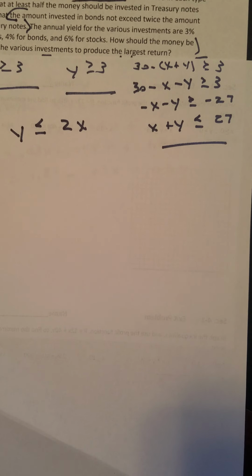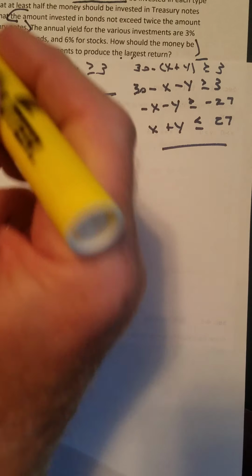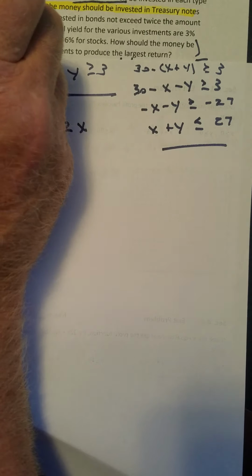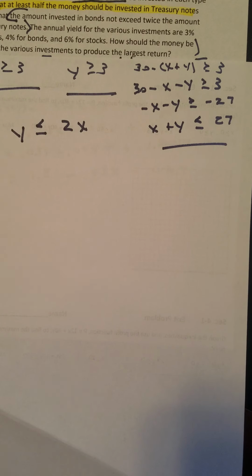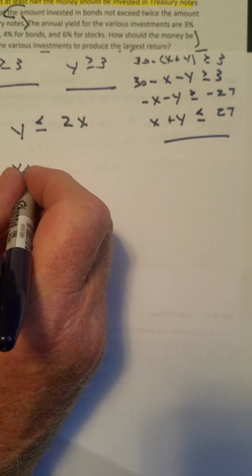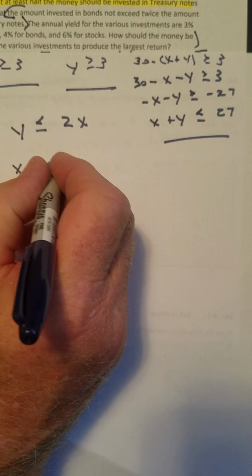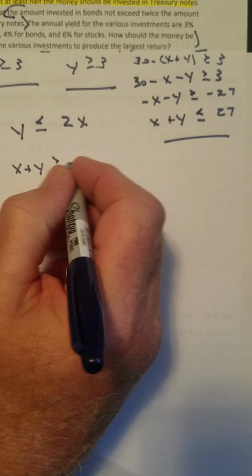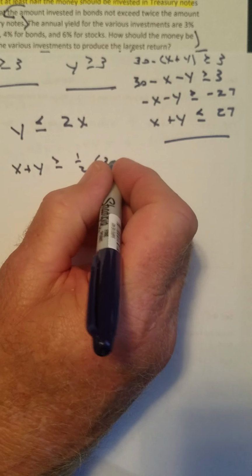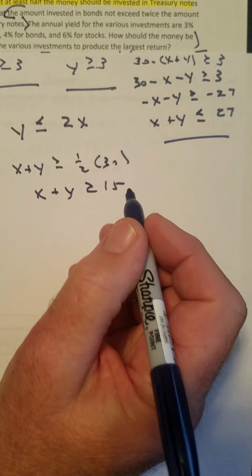Okay, and there's one more in there. At least, getting a lot of markings here. Let's see if this shows up for you. At least half of the money should be invested in treasury and bonds. Treasury and bonds would be X plus Y. So at least half the money is there. So that's going to be greater than or equal to half of the 30 we started with, or X plus Y is greater than or equal to 15.